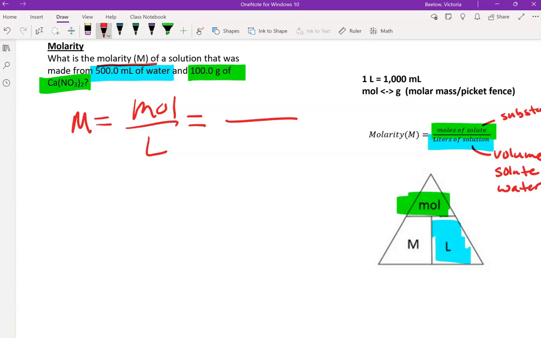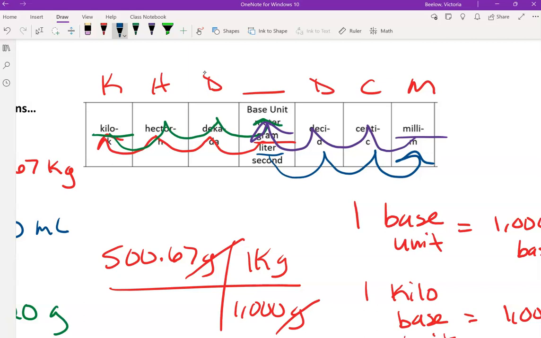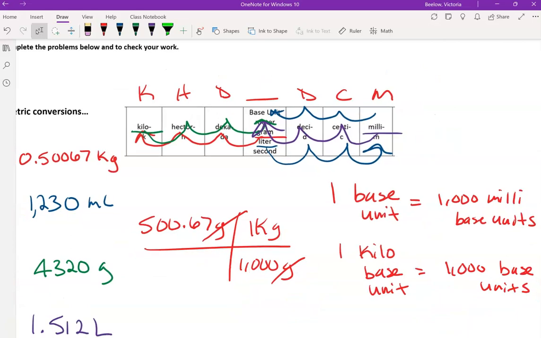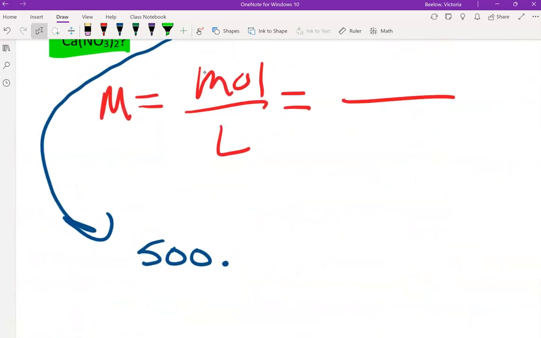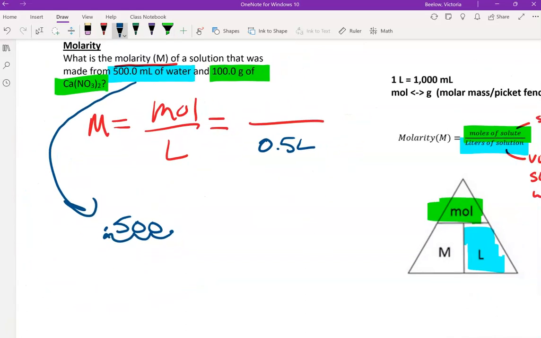So both of these we have to convert before we plug into the equation. So the first thing I'm going to do is I'm going to convert the 500 milliliters into liters. Well, we just did that. So if we have milli and we need to get it to liters, we would move 1, 2, 3 decimal places to the left. 1, 2, 3. So that is 0.5 liters.